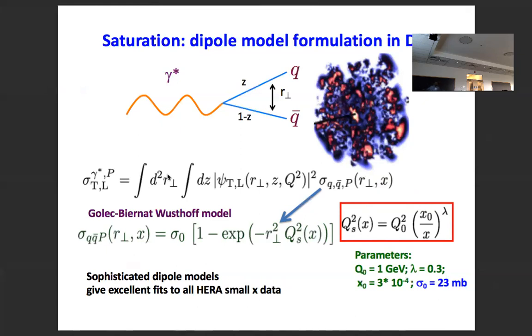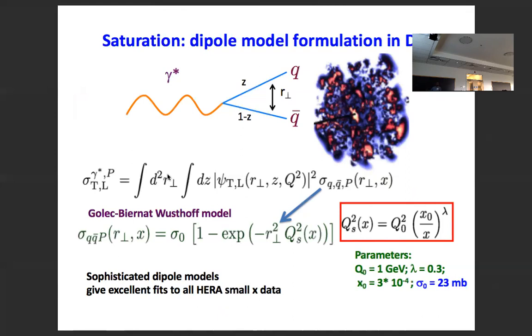And so you can write the virtual photon-proton cross-section of either transversely or longitudinally polarized virtual photons as a convolution over this transverse spatial integral and this momentum fraction here, times the probability of this virtual photon to split into a quark-anti-quark pair. So you can compute this from the QED polarization tensor. And then that's convoluted with the probability for this quark anti-quark pair to scatter on the proton.